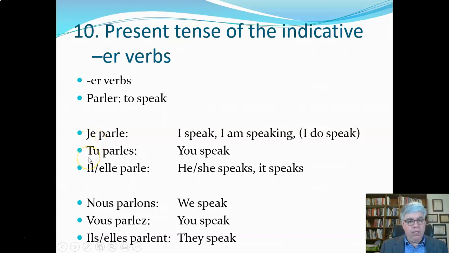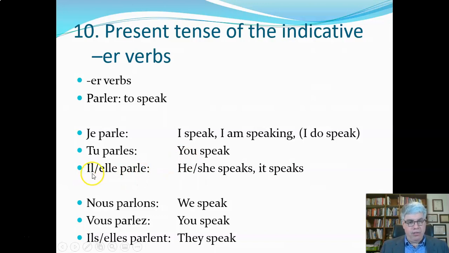The tu is the you singular form, so that would be you speak. So here we have tu parles with an es. Now they're pronounced exactly the same: je parle, tu parles. The infinitive is pronounced parler. The R is silent, but the E at the end there is pronounced A. And that would be you speak, just meaning one person.